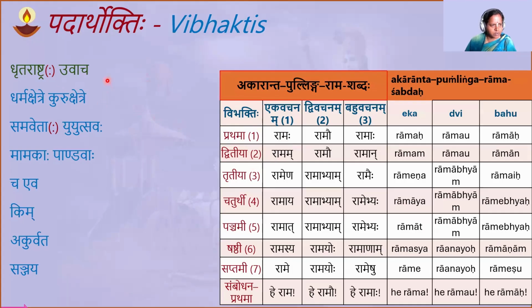Uvacha is nothing but, I will write it here, Dhritarashtra is nothing but 1.1. Uvacha is a Kriya Padam, meaning it's an action word, which means spoke. So that will not be in this Vibhakti table. That will be in the Dhatu table that we don't have yet. So don't worry. Next one.